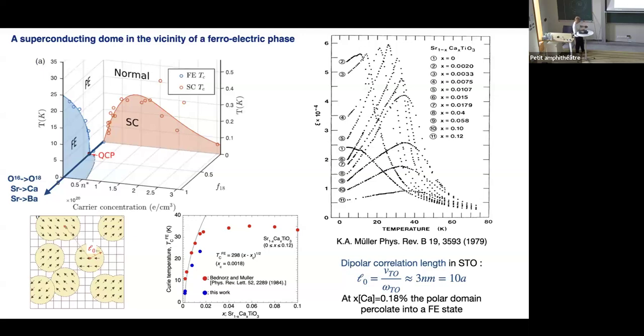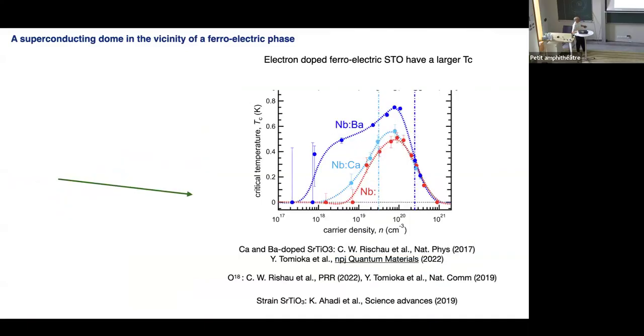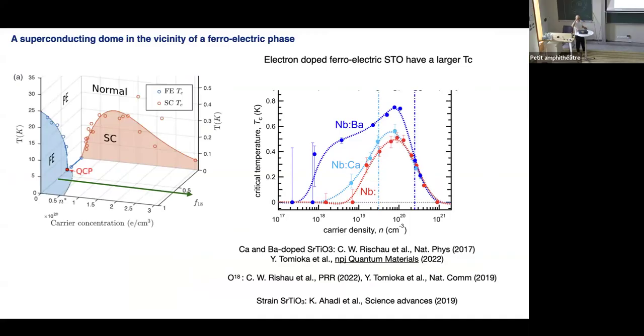cloud which forms, and this polar cloud has a unit cell, a length scale of 3 nanometers, and this 0.18% corresponds to the threshold concentration at which you have a percolation of this ferroelectric polar domain. So now you can ask the question, can we combine both?